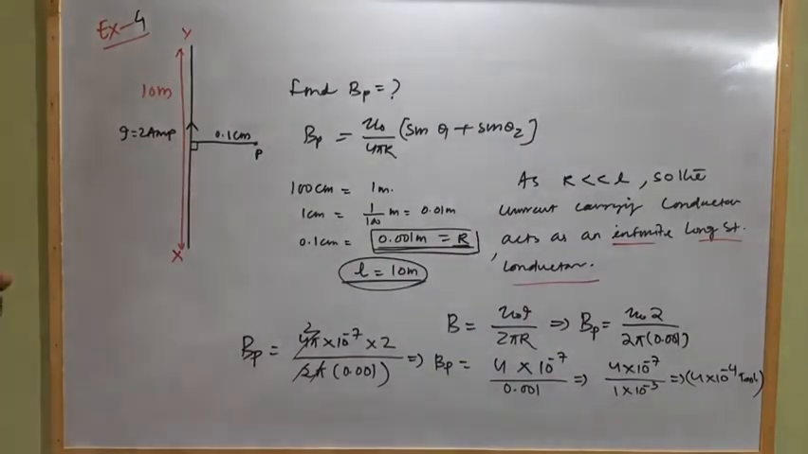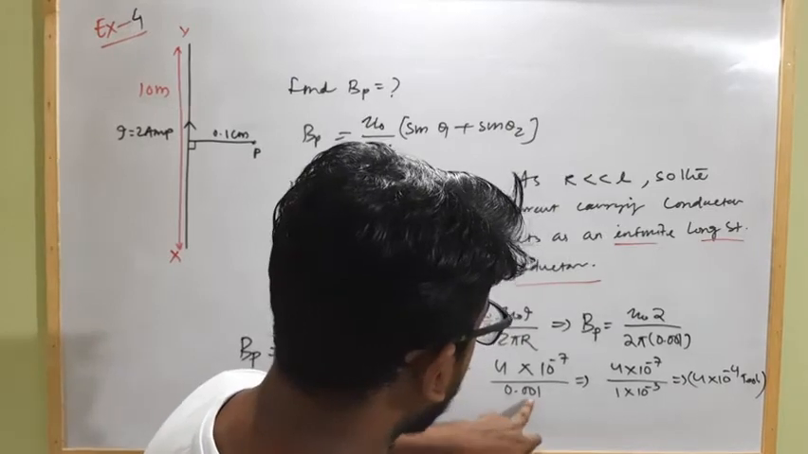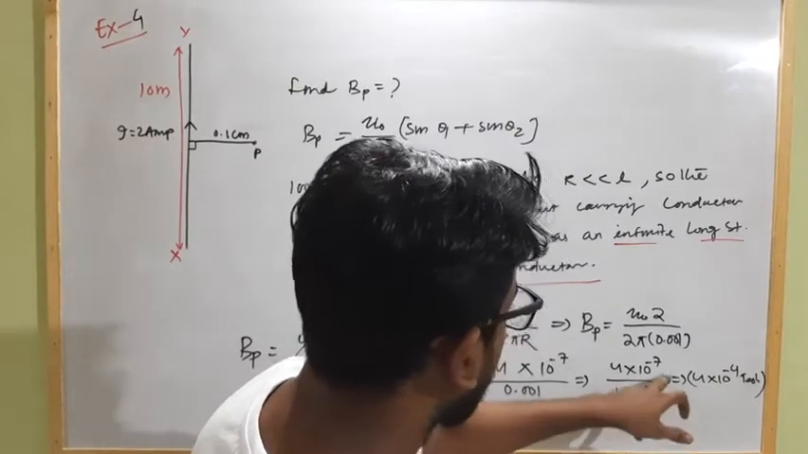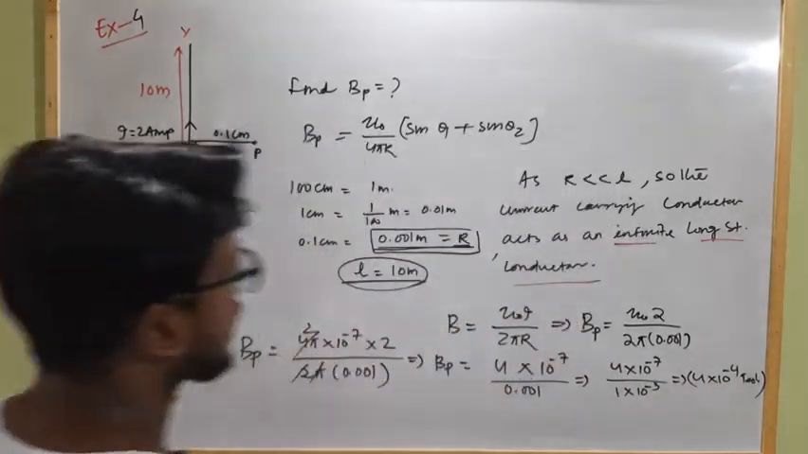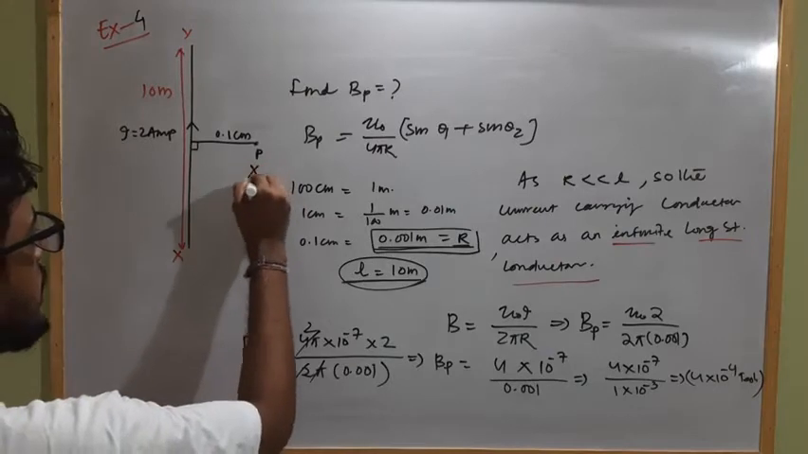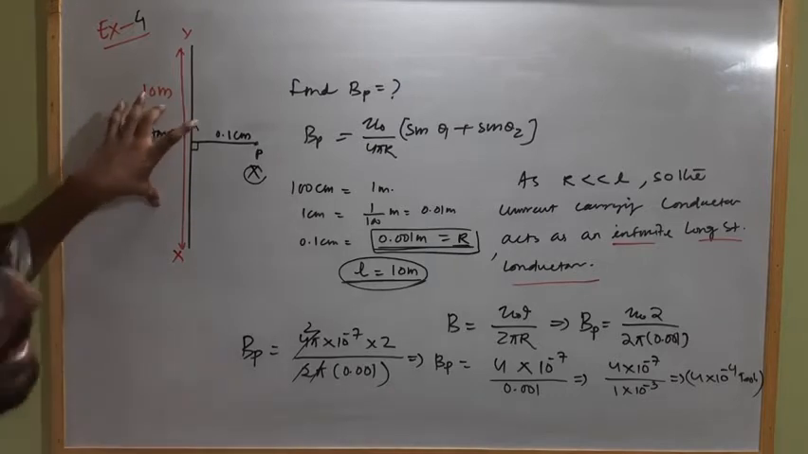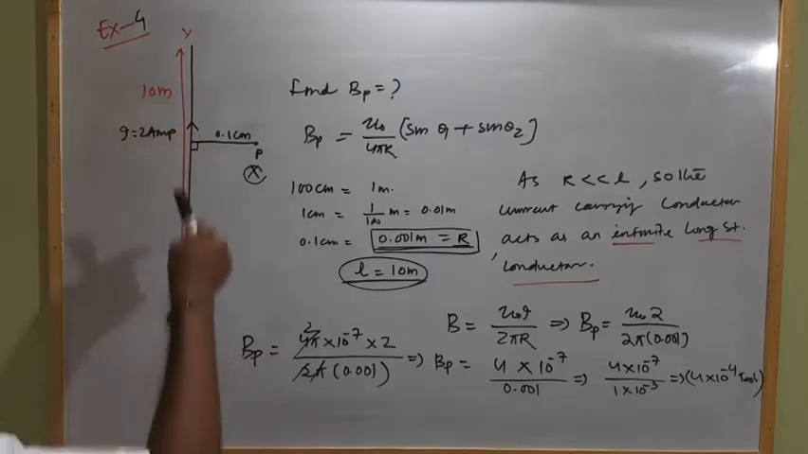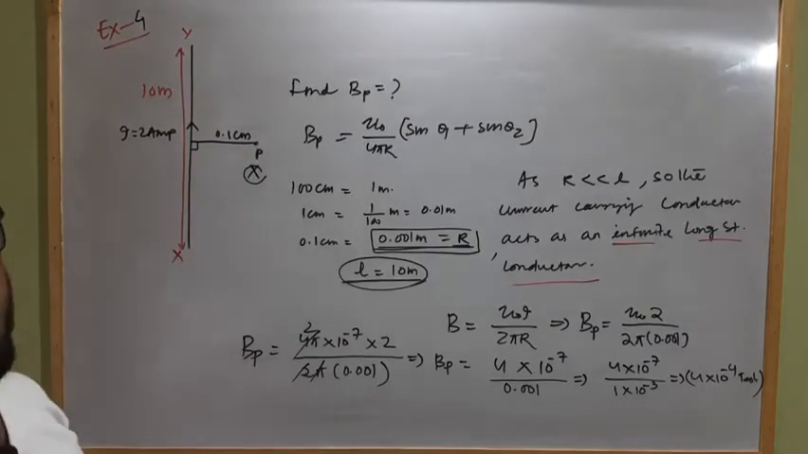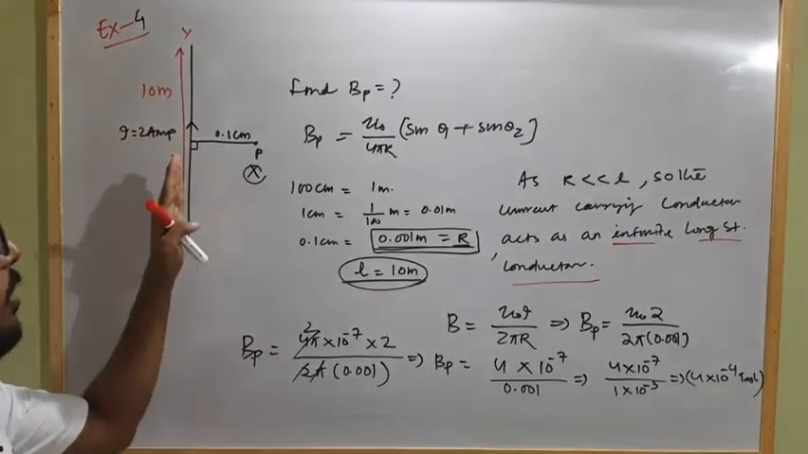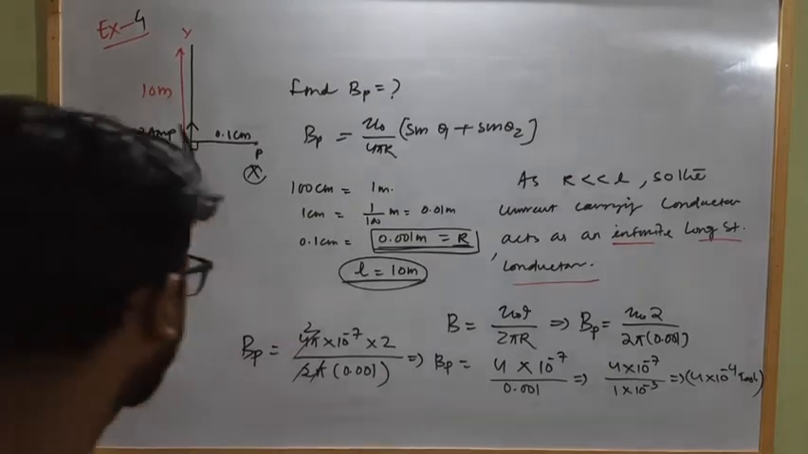Clear? As this can be written as 1 by 1000, so 1 into 10 to the minus 3. This 10 to the minus 3 when goes up, it will become plus 3. So it will become 4 into 10 to the minus 4 Tesla, and its direction will be again into the plane, by the right hand palm rule. Clear? So infinite long straight conductor is a relative term. If the point of observation is very close in comparison to the length of the long straight conductor, then this long straight current carrying conductor can behave as an infinite long straight current carrying conductor. Clear?